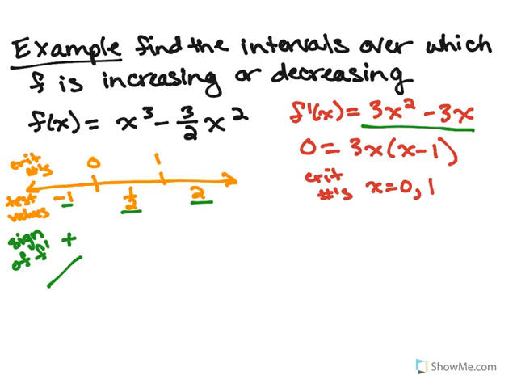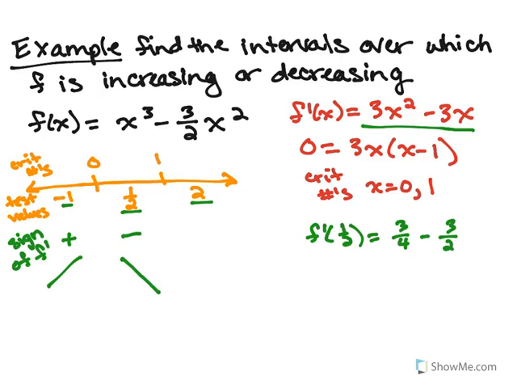At 1/2, all right, that's a little bit more work. I'm going to get 3 times 1/2 squared. That would be 1/4, so I get 3/4 minus 3/2. That's a negative number, right? That's 3/4 minus 6/4. So that's a negative number. So my function's decreasing there.